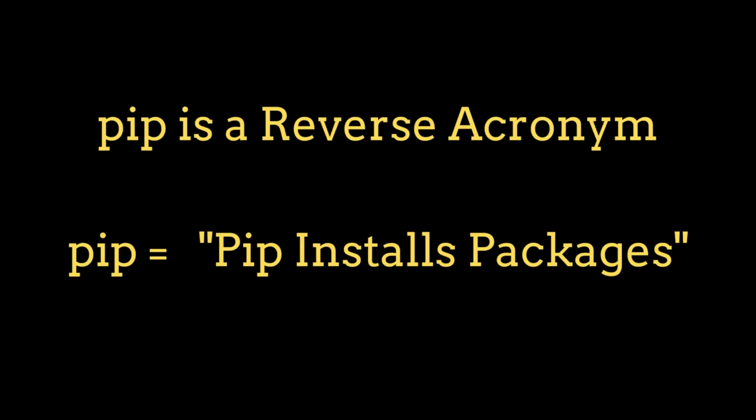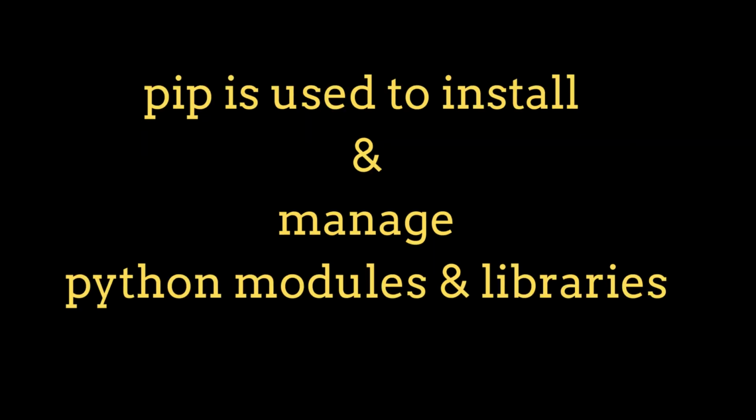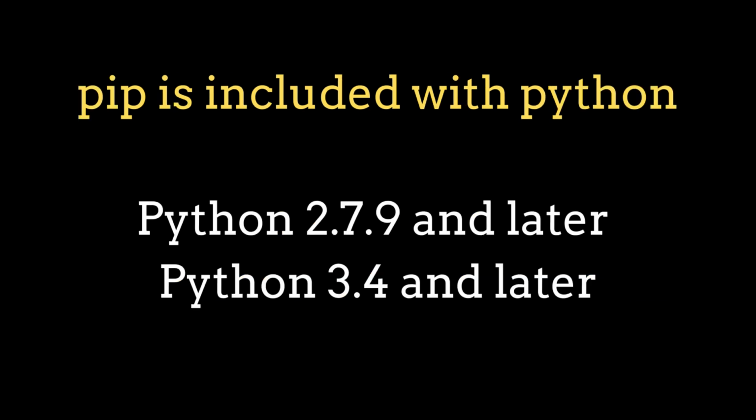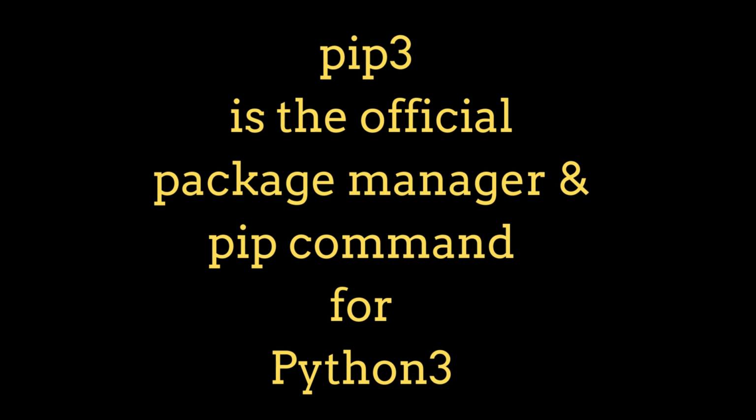Pip is a reverse acronym and it stands for Pip Installs Packages. Pip is used to install and manage Python modules and libraries. Pip is included with Python version 2.7.9 and later, and Python version 3.4 and later. Pip3 is the official package manager and pip command for Python 3.